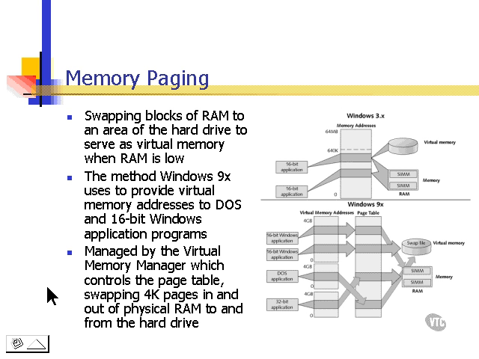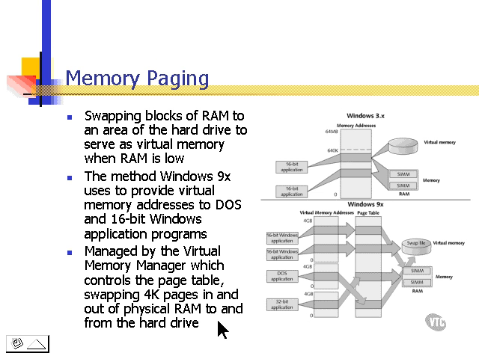What memory paging does is swap blocks of RAM to an area on the hard drive to serve as virtual memory when RAM is low. The method that Windows 9X uses is possible to use both with 16-bit programs as well as 32-bit programs. And it uses a virtual memory manager and swaps 4 kilobyte pages in and out of physical RAM.